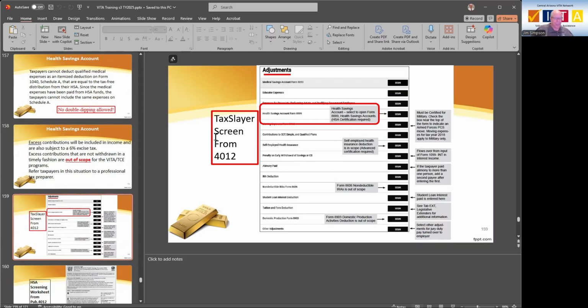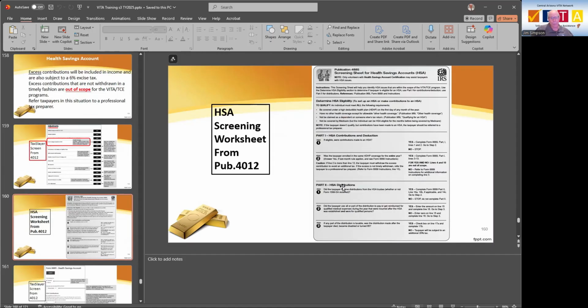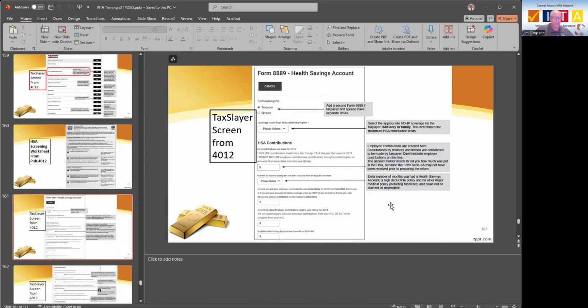So this is from your 4012, where it discussed the health savings account, and you can get more information as you need from that 4012. Here's a screening worksheet for the 4012, just to make sure you cover all of the information. If you're talking with a client, you might want to have this open and just scan through it, make sure you've covered all the things you need to cover with them.